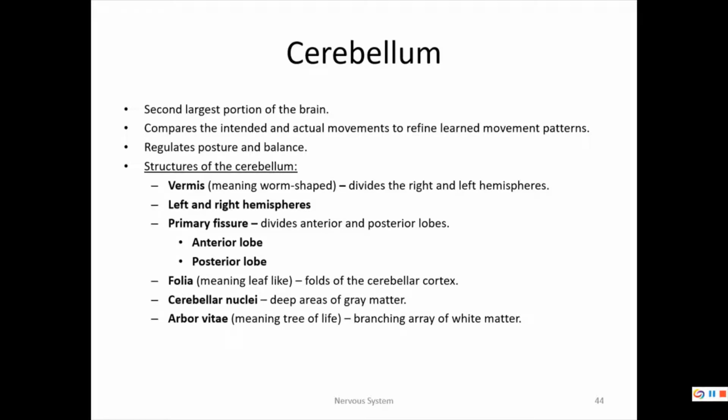It divides the left and right hemispheres. It looks like a little caterpillar. Now, there are left and right hemispheres divided by the vermis. There's also a fissure called the primary fissure that separates an anterior and posterior lobe. And then there are folds on the cerebellar cortex called the folia. Folia, like foliage. I always remember folia.